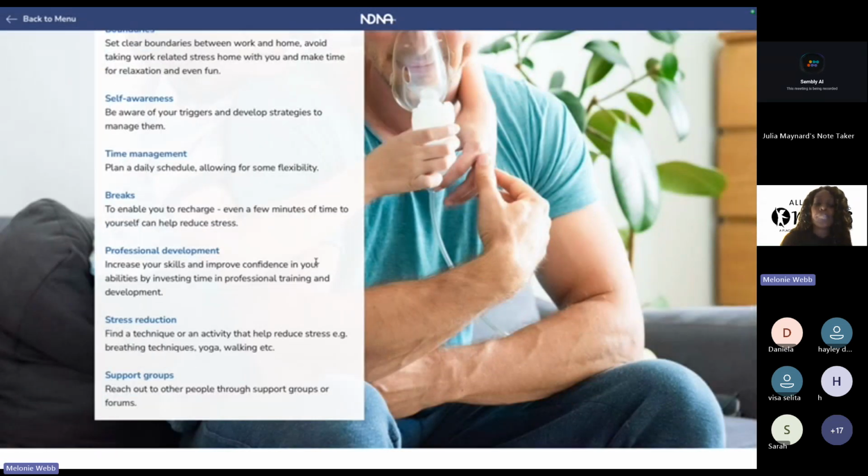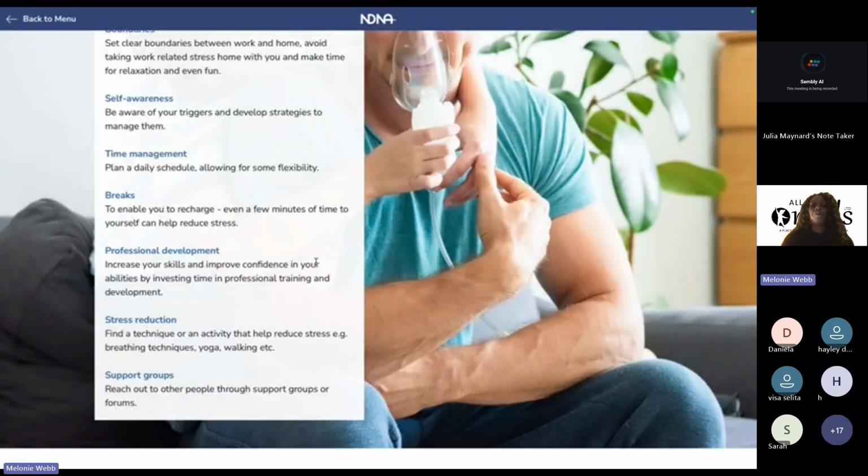Plan a daily schedule, allowing for some flexibility. Have breaks to enable you to recharge, and even a few minutes at a time, even a few minutes of time to yourself can help reduce stress.